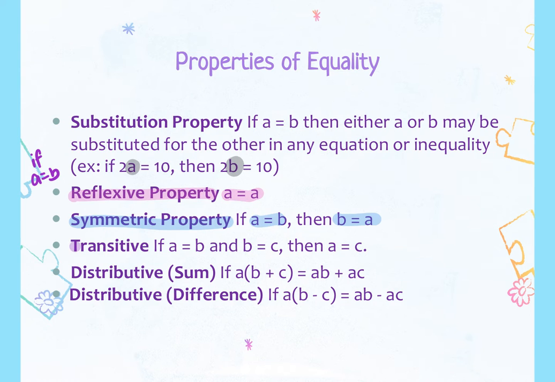The transitive property is an if and then statement. If A equals B and B equals C, then A equals C. So if x equals y and y equals 3, then x equals 3. Transitive.